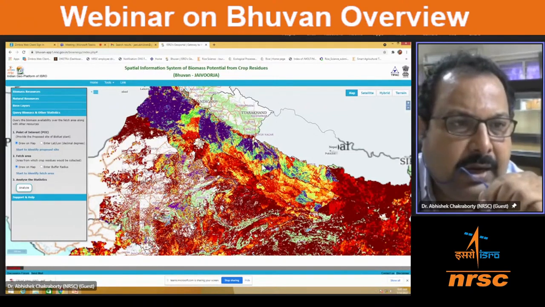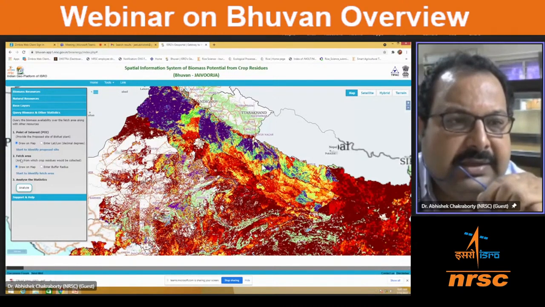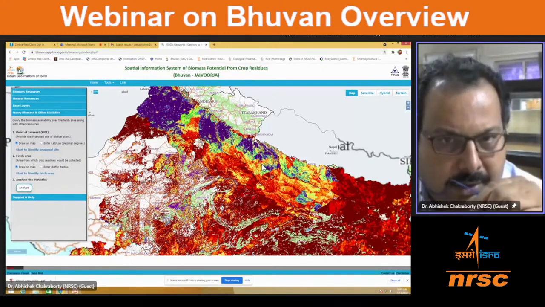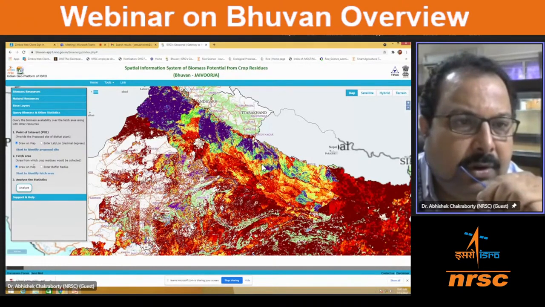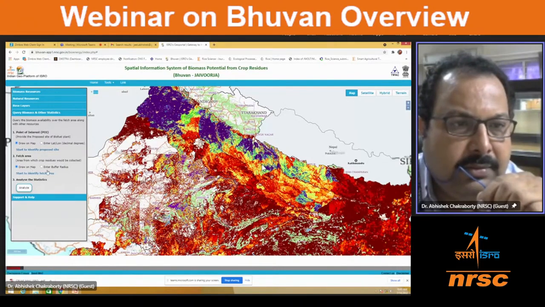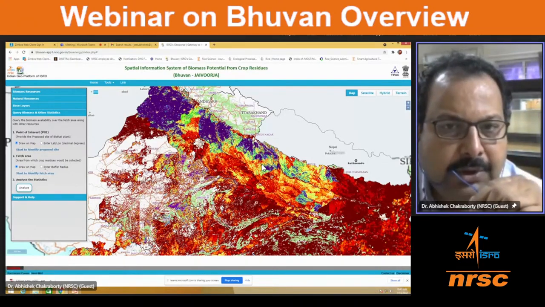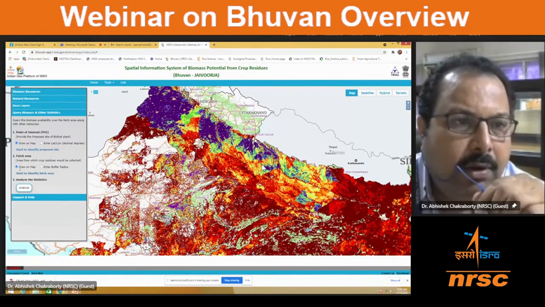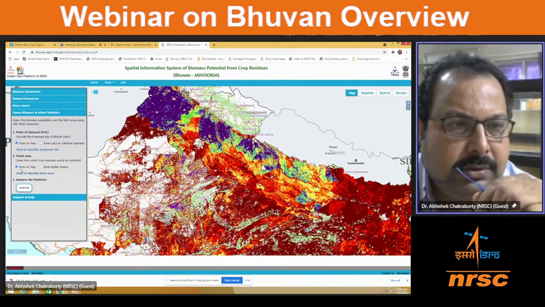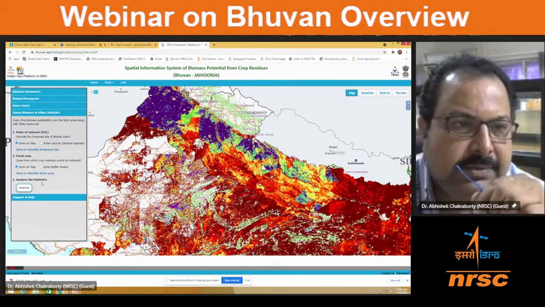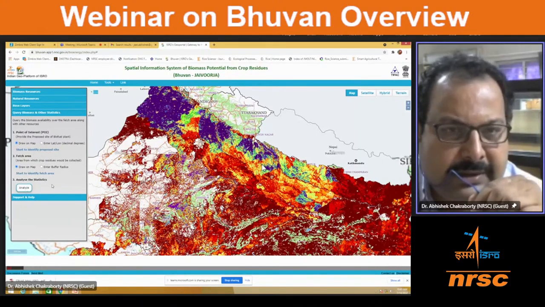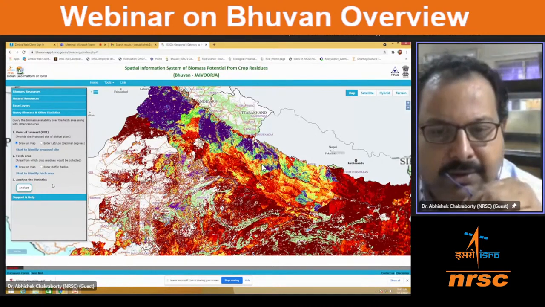Once you identify the point, you have to go to the fetch area. Fetch area means from where you would like to draw all this biomass. You can go with a buffer area like 5 kilometer, 10 kilometer, 50 kilometer buffer area, or you can also draw a polygon for this. And then you analyze that. These are three simple steps for the query.